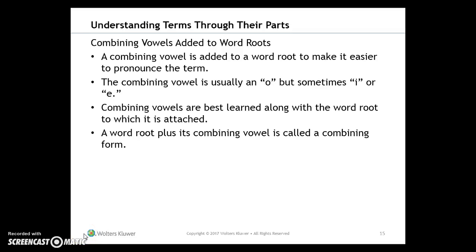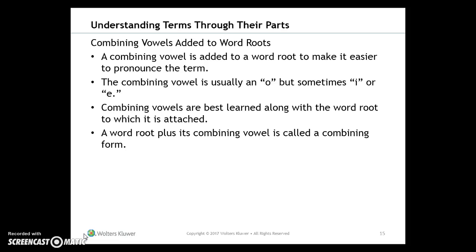So welcome back to part 2 of chapter 1. I do want you to make sure that you read the textbook talking about combining vowels and added to word roots. I'm going to hit the highlights of this section.